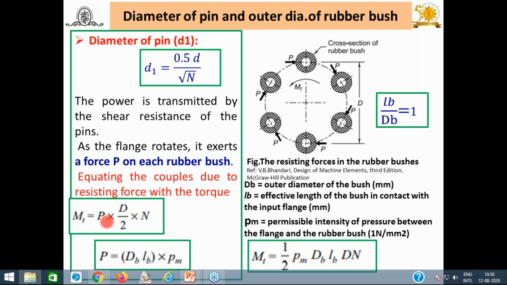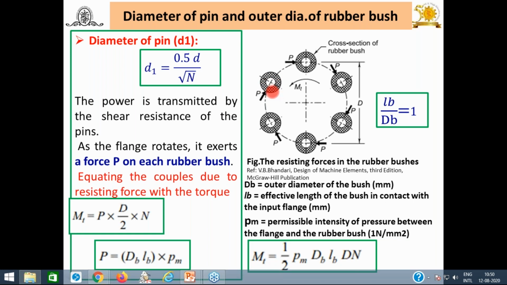P is the resisting force to resist this torque transmission. D is the PCD of the pin, N is the number of pins. So by using this expression, you will get this resisting force P. Try to understand. But what is happening here? In a rigid coupling, nuts and bolts are used. Here, pins are used, and over the pin there is a brass bush, over which there is a rubber bush. Because of this rubber bush, when they are properly fitted, there is no clearance.